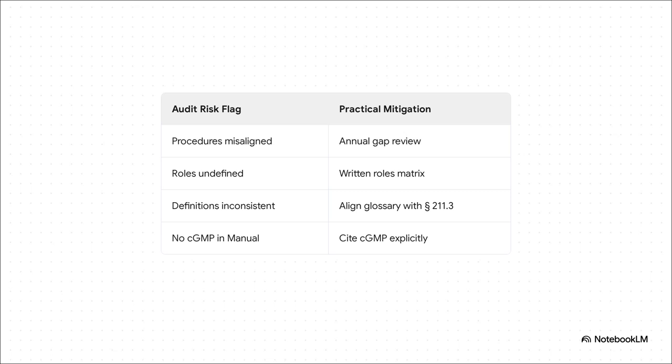If your site procedures aren't aligned with current regulations, your mandatory mitigation is a rigorous annual gap review. If personnel roles are undefined, you absolutely have to implement a written roles matrix. If you've got definitions being used inconsistently across different departments, you need a central glossary meticulously aligned with Section 211.3. And finally, if your overarching quality manual fails to reference cGMP, you need to update it to cite those regulations explicitly. These are all highly actionable takeaways you can audit your facility against right now.